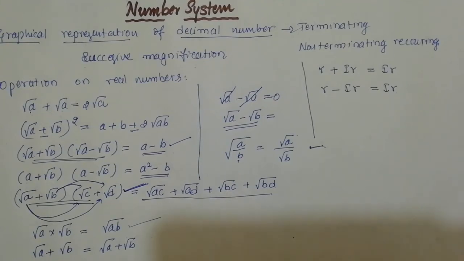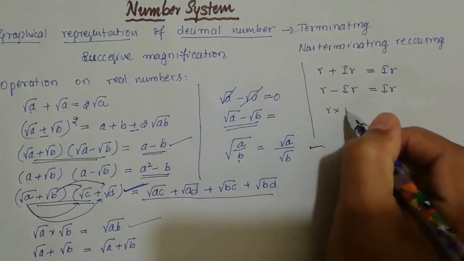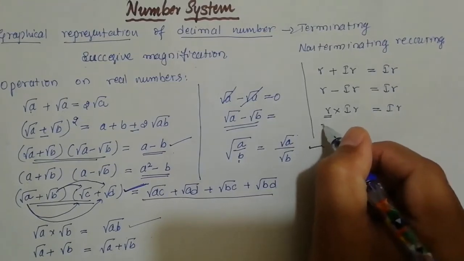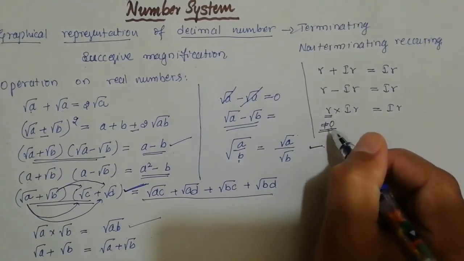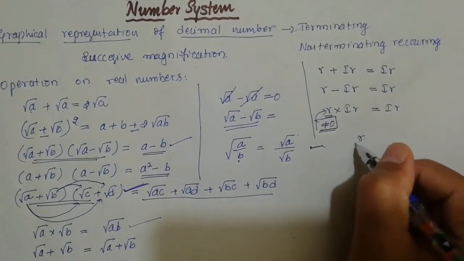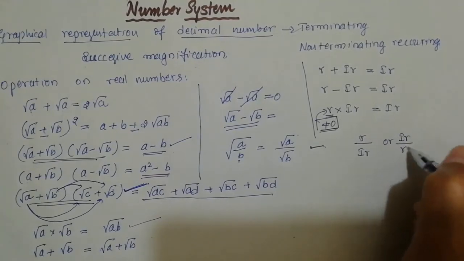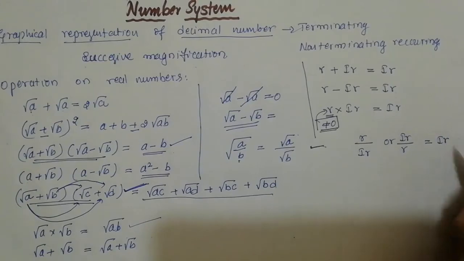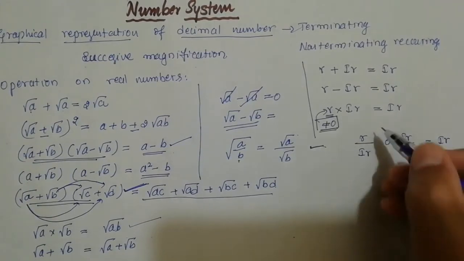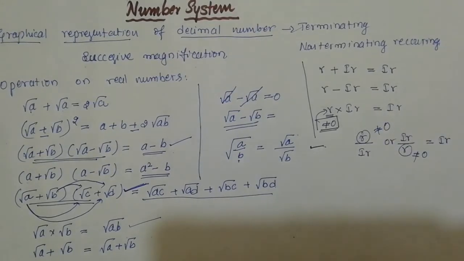Remember this one. Okay, and also for multiplication, rational into irrational is always irrational, provided this number should not be equal to 0. Remember this one. Okay, this rational number should not be equal to 0. And also rational by irrational, or even if you consider irrational by rational, this is also an irrational number, provided this should not be equal to 0. Remember, this also should not be equal to 0, then the result is irrational.